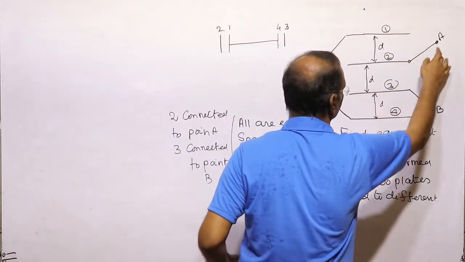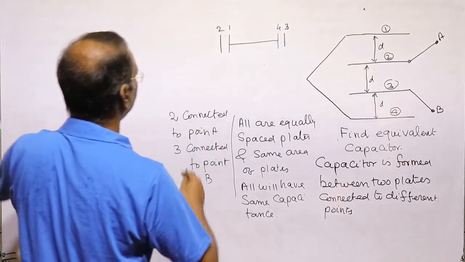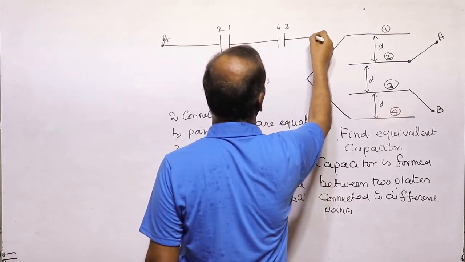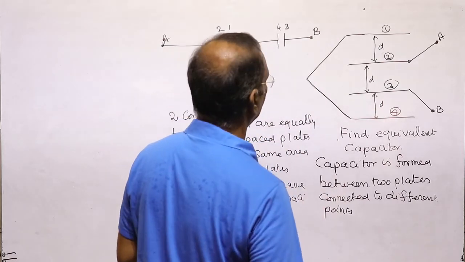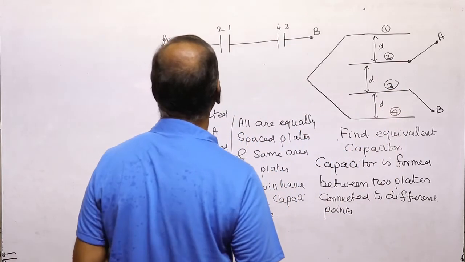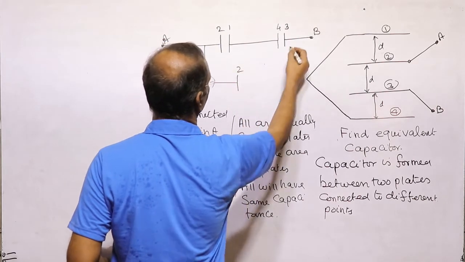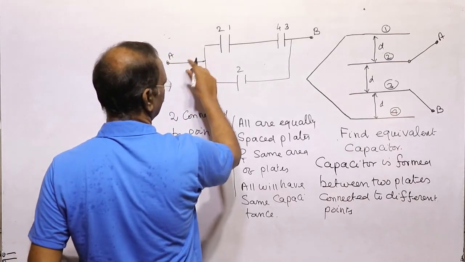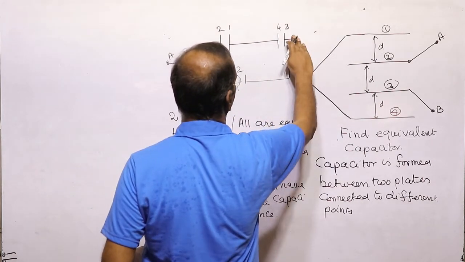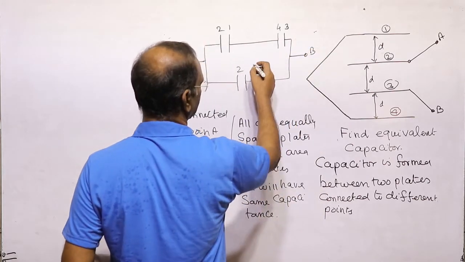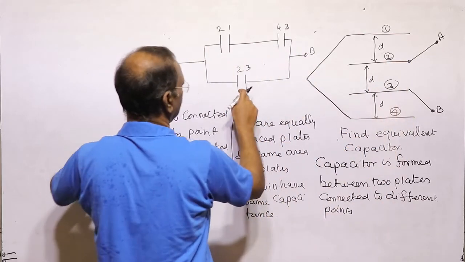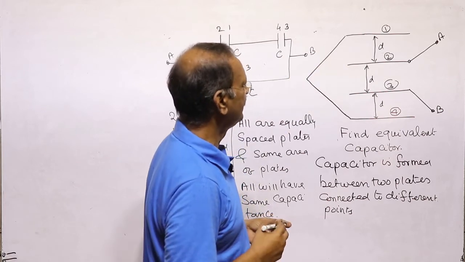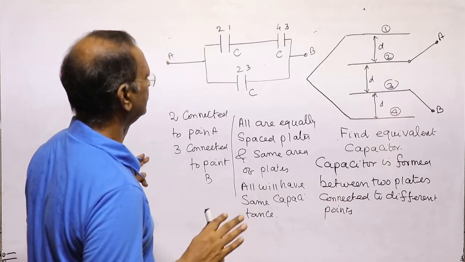Now 2 is connected to point A, and 3 is connected to point B. One more connection: 2 and 3 form a capacitor, from A and from B. We can write it like this. All will have the same capacitance because their distance of separation is the same and the area of each plate is also the same. So this is how it is connected.